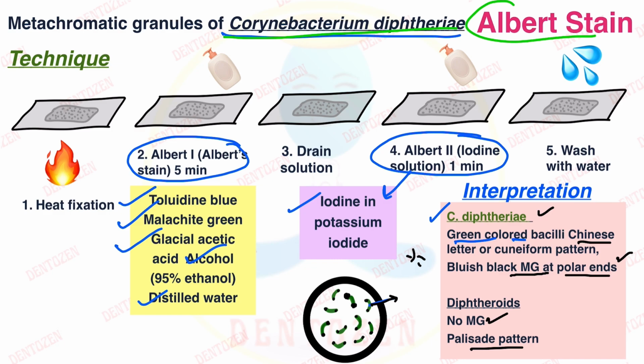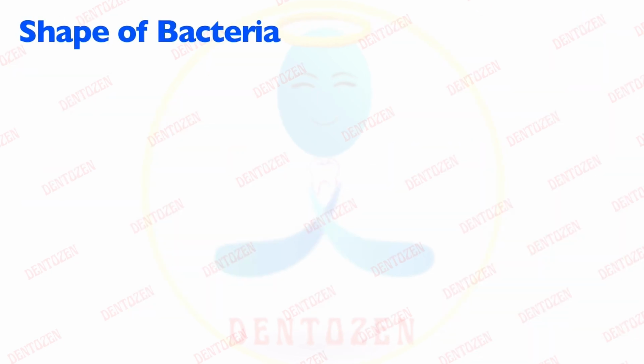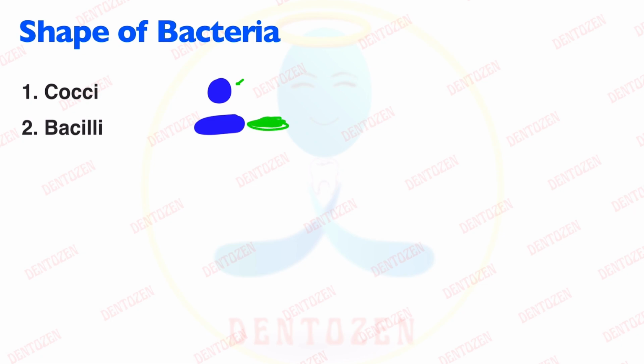Now we talk about different shapes of bacteria. Bacteria under the microscope not only stain differently but can also have different shapes. They can be cocci, coccus meaning berry, spherical or oval in shape. Bacilli, baculus meaning rod, so they are rod shaped. Then third can be vibrio, that is comma shaped or curved. They have a vibratory motility, so they are vibrios.